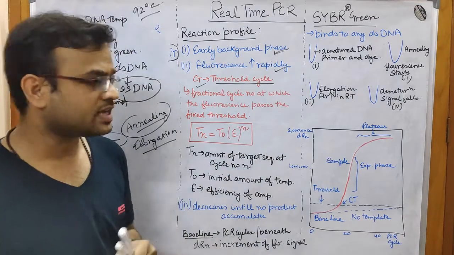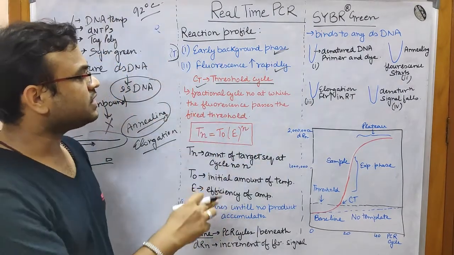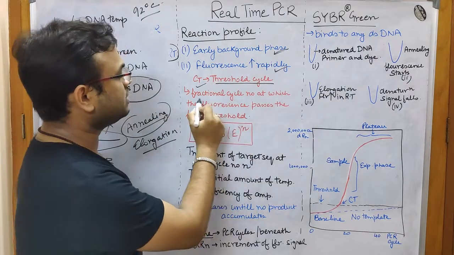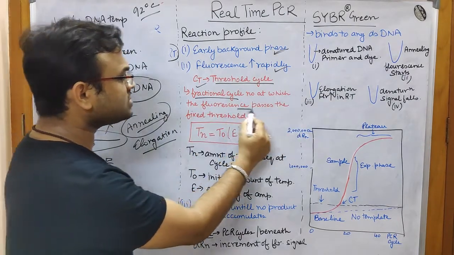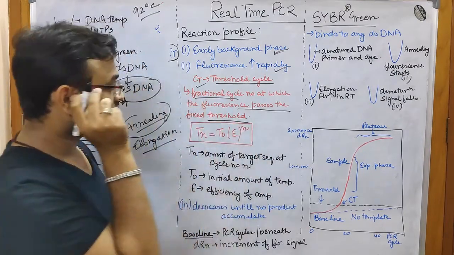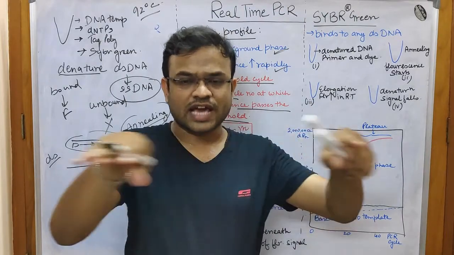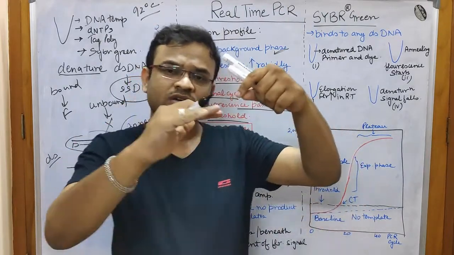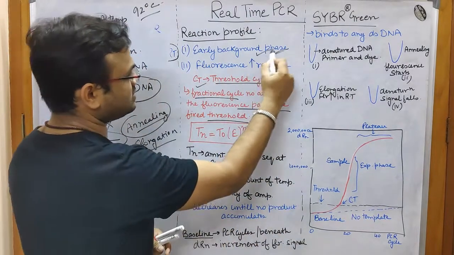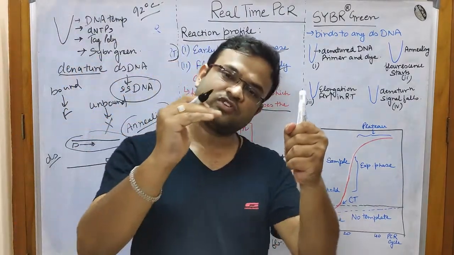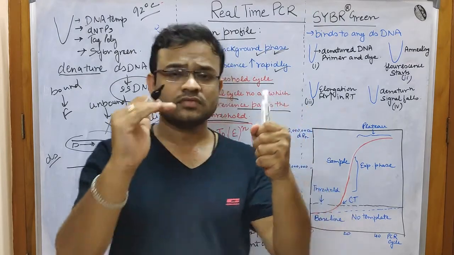Now what is threshold cycle? I have written it. You can write down the definition also. Threshold cycle is the fractional cycle number at which the fluorescence passes the fixed threshold. Now suppose we have a threshold below which the fluorescence is not detectable. In this case, the fluorescence was very low. It was below the detection levels.